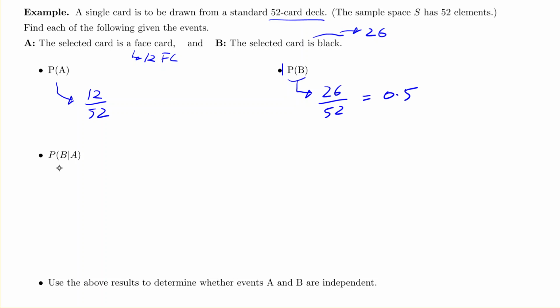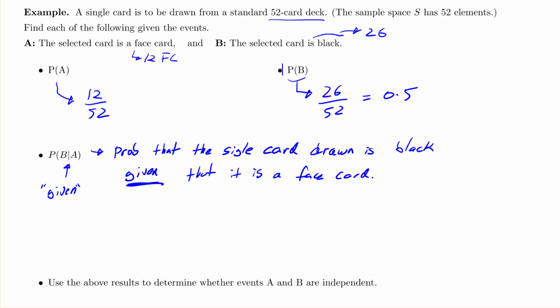So here, this is finding the probability of B given A. Remember, this means given. So given the card is a face card, what is the probability that the card is black? So let me write that. This is finding the probability that a single card drawn is black given it's a face card.